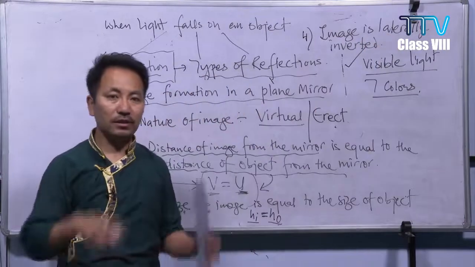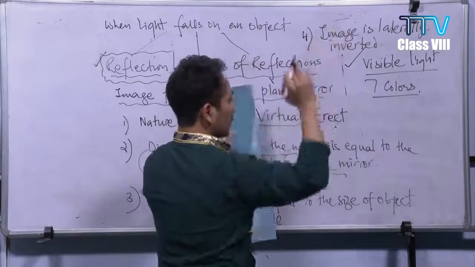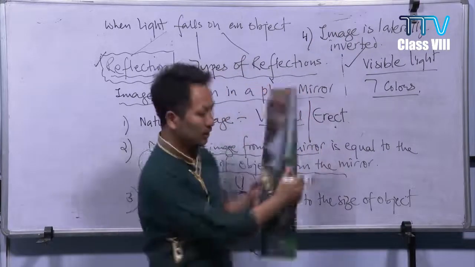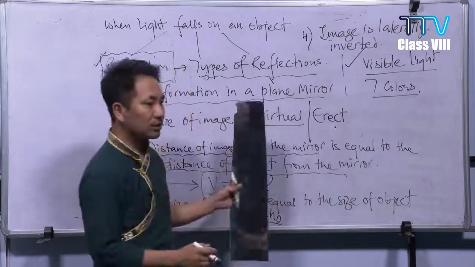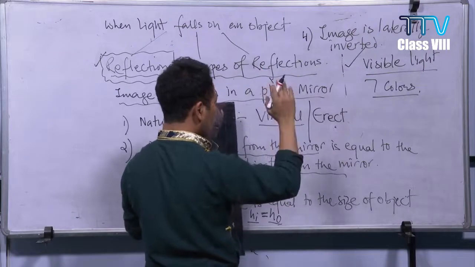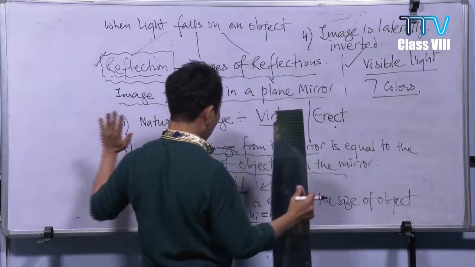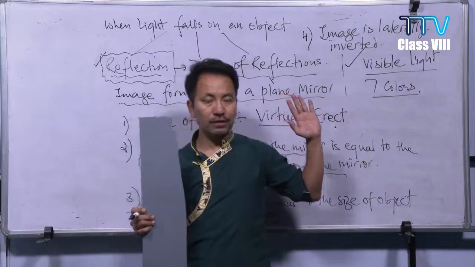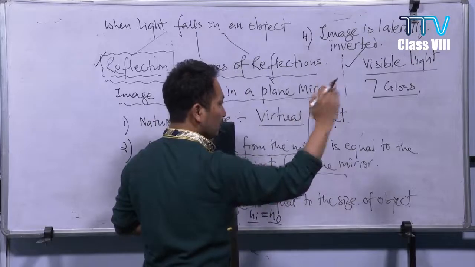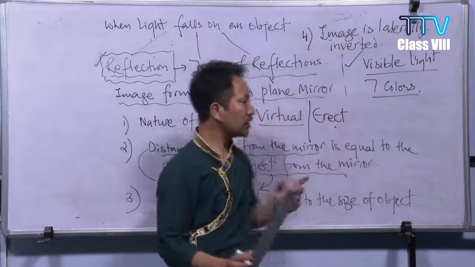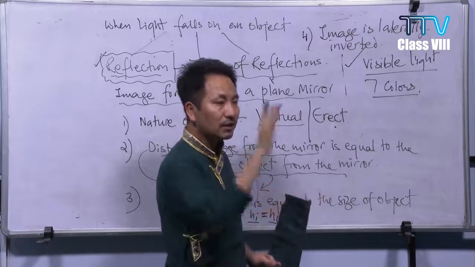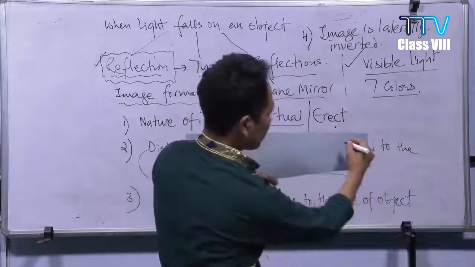Laterally inverted means the object's right hand becomes the image's left hand. If the image rotates at an angle of 180 degrees, then only the right side of the object becomes the left side of the image. So this is what happens in lateral inversion: the object's right hand becomes the image's left hand.